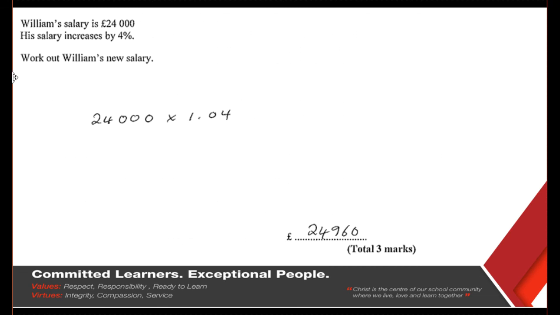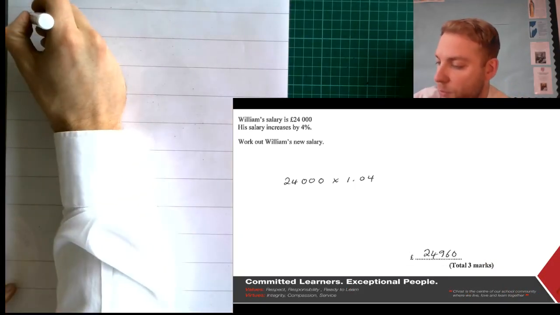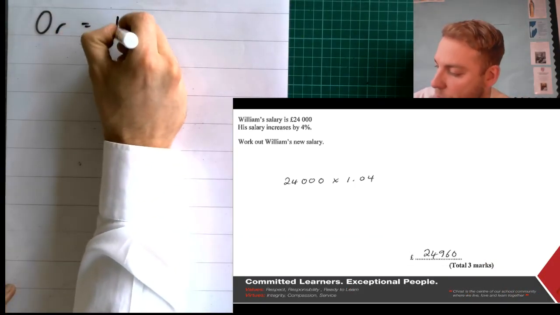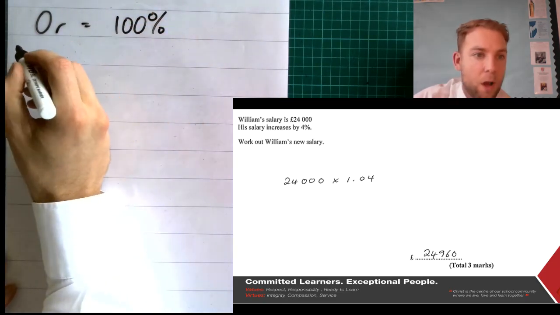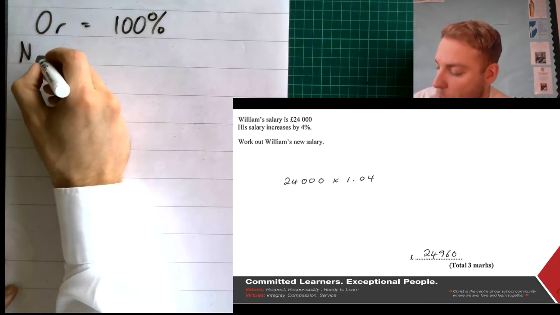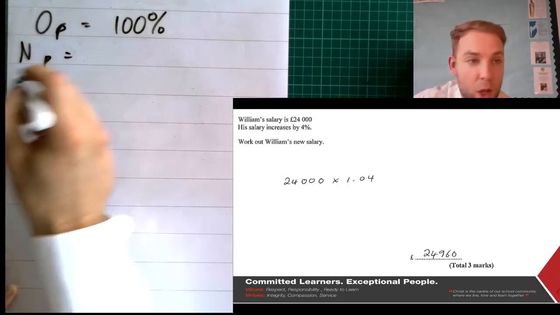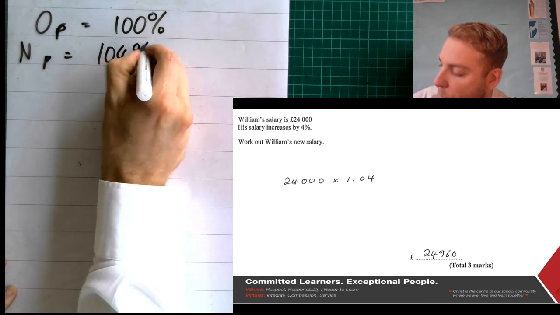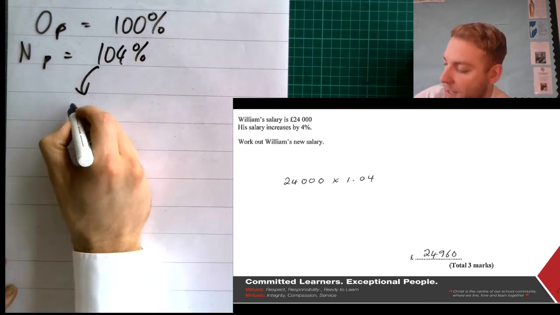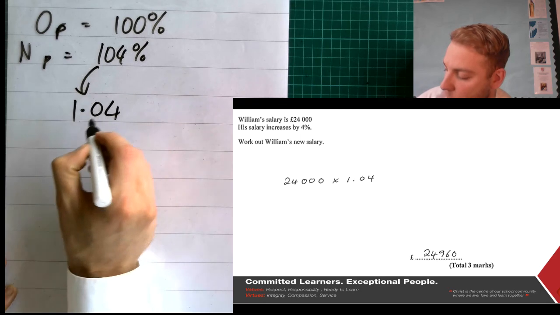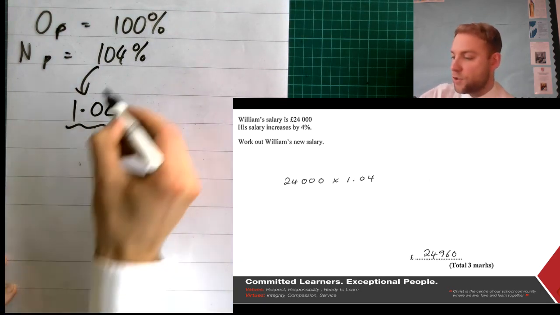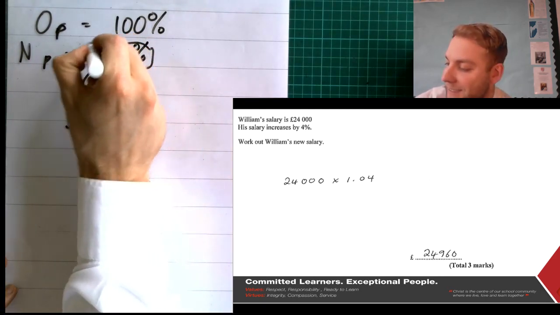They've used a multiplier here, which I haven't talked about today. We could use the multiplier, I'll show you very quickly. We know that our original percentage was equal to 100%. Our new percentage, or new amount, is going to be an increase, which is 104%. So you can, if you want, write this as a multiplier, which is 1.04, and then just multiply by that. So a multiplier is writing this percentage as a decimal.